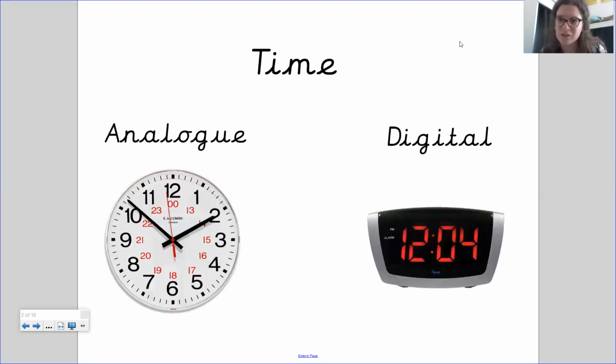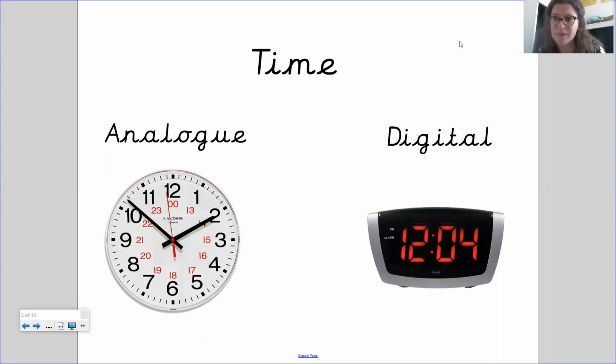So, analogue time refers to the normal kinds of clocks, round clocks that you see on the classroom wall, and you might have some clocks like this around your house. The type of clock that we've learnt how to tell the time on in our last lessons with the hour hand and the minute hand, and the second hand as well.